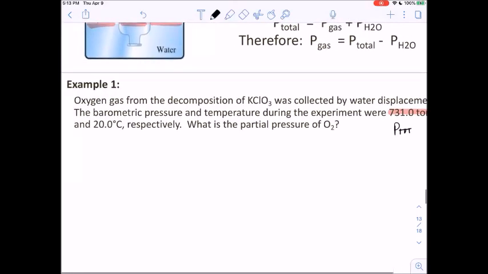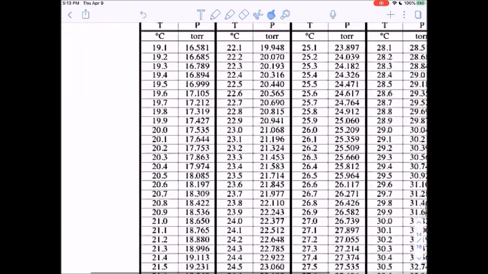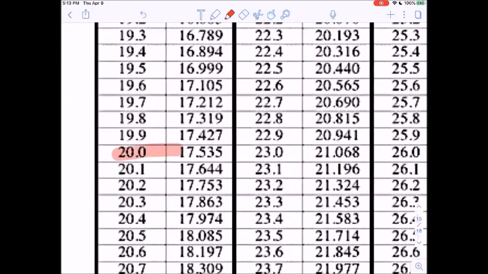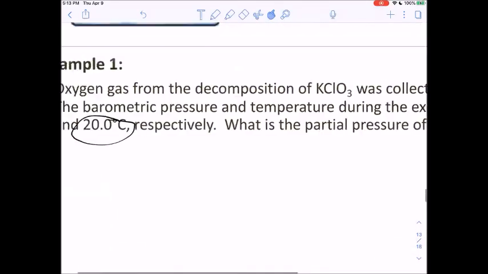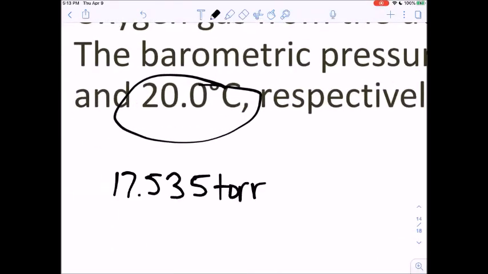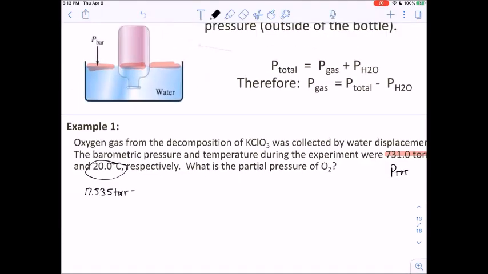And it gives us a temperature here. This temperature, remember, we can look up on that chart that I just showed you to see what the pressure is for any water vapor. So first we need to look for 20 degrees Celsius. 20 degrees Celsius is right here. And it tells me my pressure is going to be 17.535, and that's again measured in torr. So I have 17.535 torr of pressure created by just the water. So this is the P H2O.